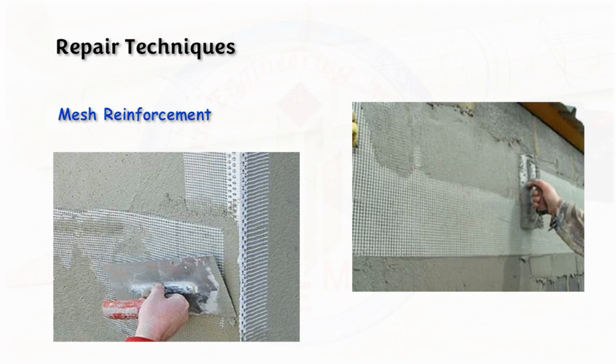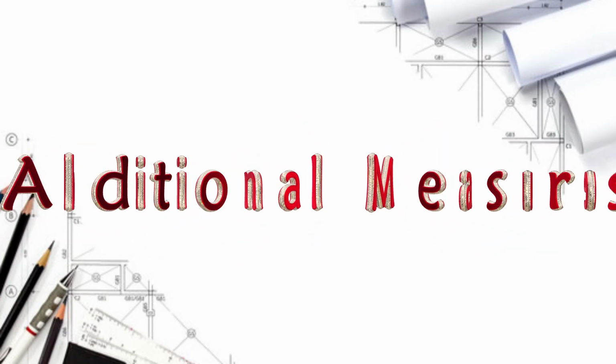The last repair technique is using mesh reinforcement. For larger cracks or weaker areas, integrate fiberglass mesh or wire mesh into the repair material to enhance durability. So this fiberglass mesh or wire mesh we can use while plastering as a repair material to enhance the durability.